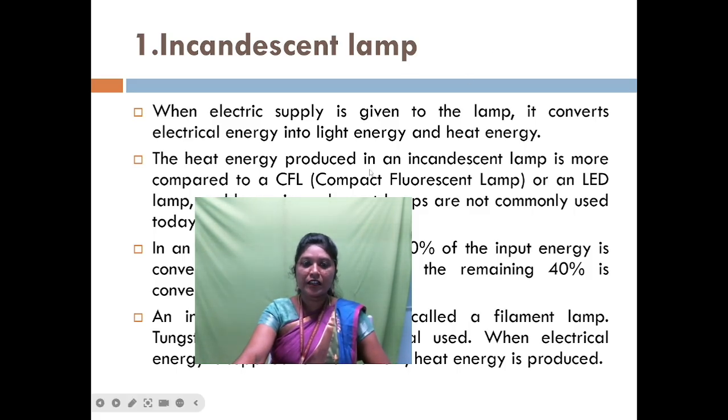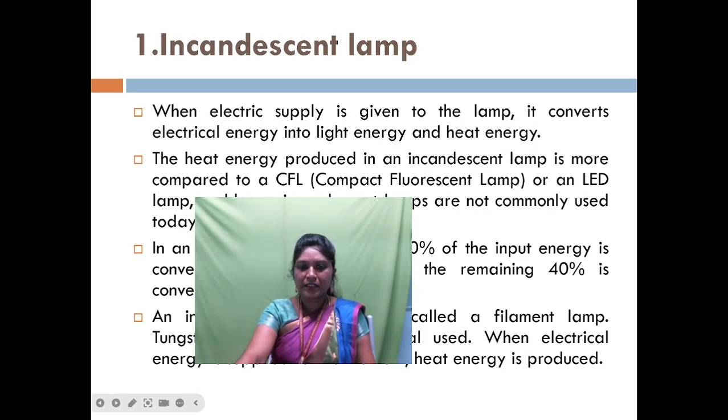In general, how does a lamp work? We supply energy, and it converts the electrical energy to light energy and heat energy. Nowadays we prefer CFL lamps and LED lamps, which are most commonly used, because in today's scenario incandescent lamps are not commonly used, as they produce more heat compared to all other lamps.